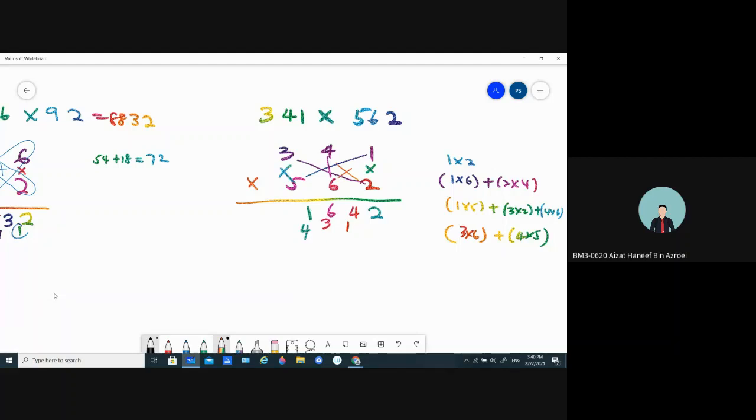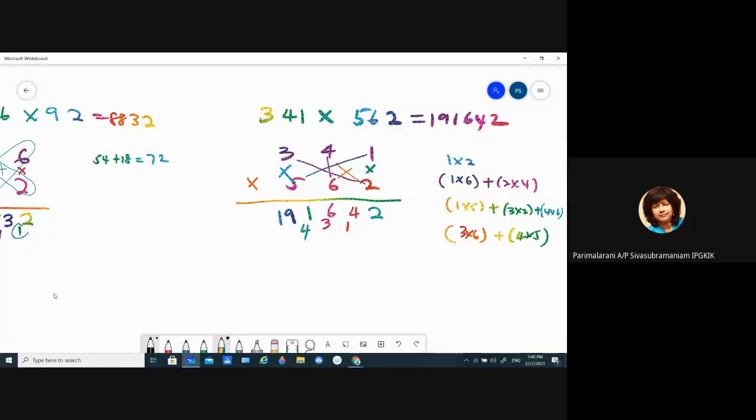Last step is 3 times 5, 15. 15 and 4 is 19. So the answer is 191642. If you see the pattern already, then it's very easy. Then you can work it out for 4 digits and 5 digits and so on.